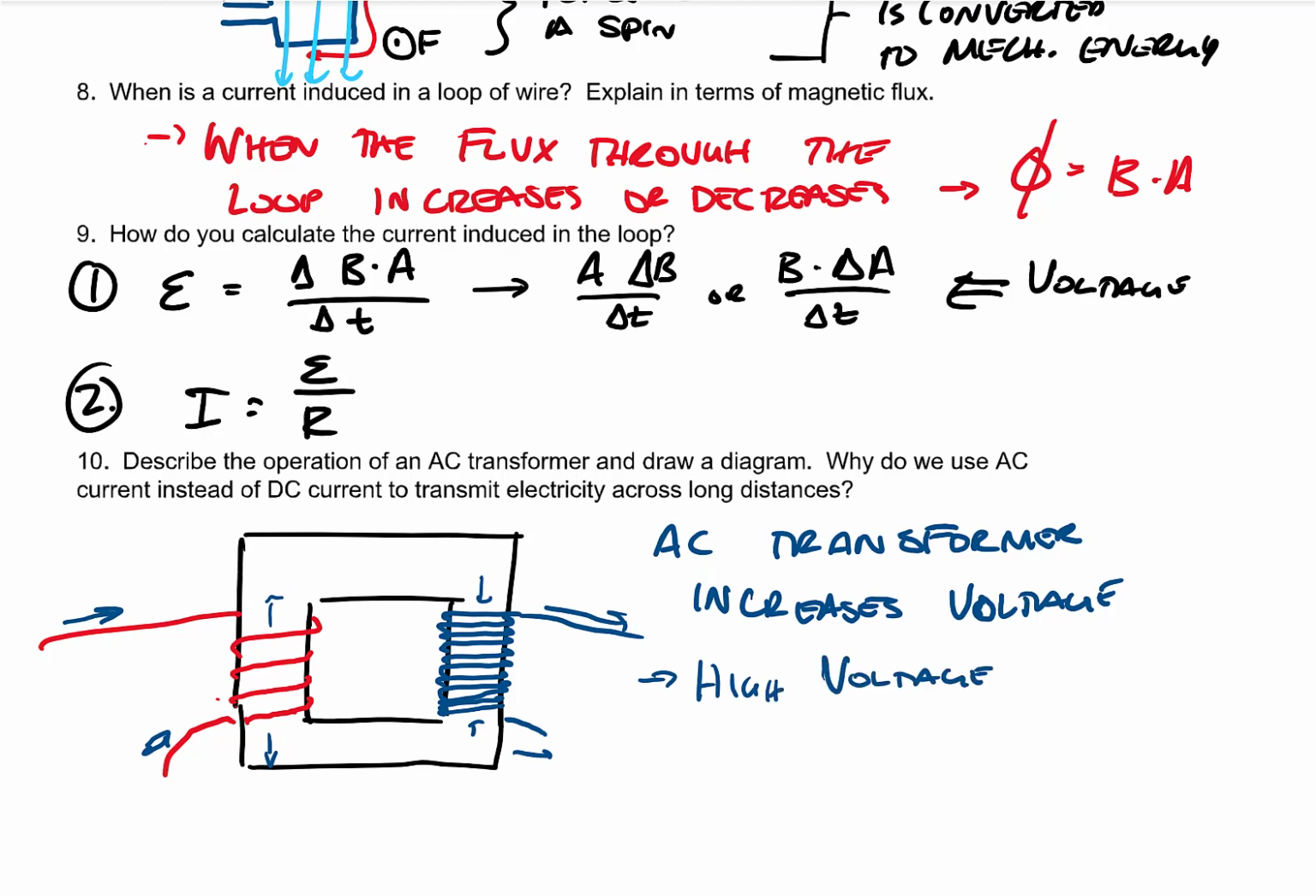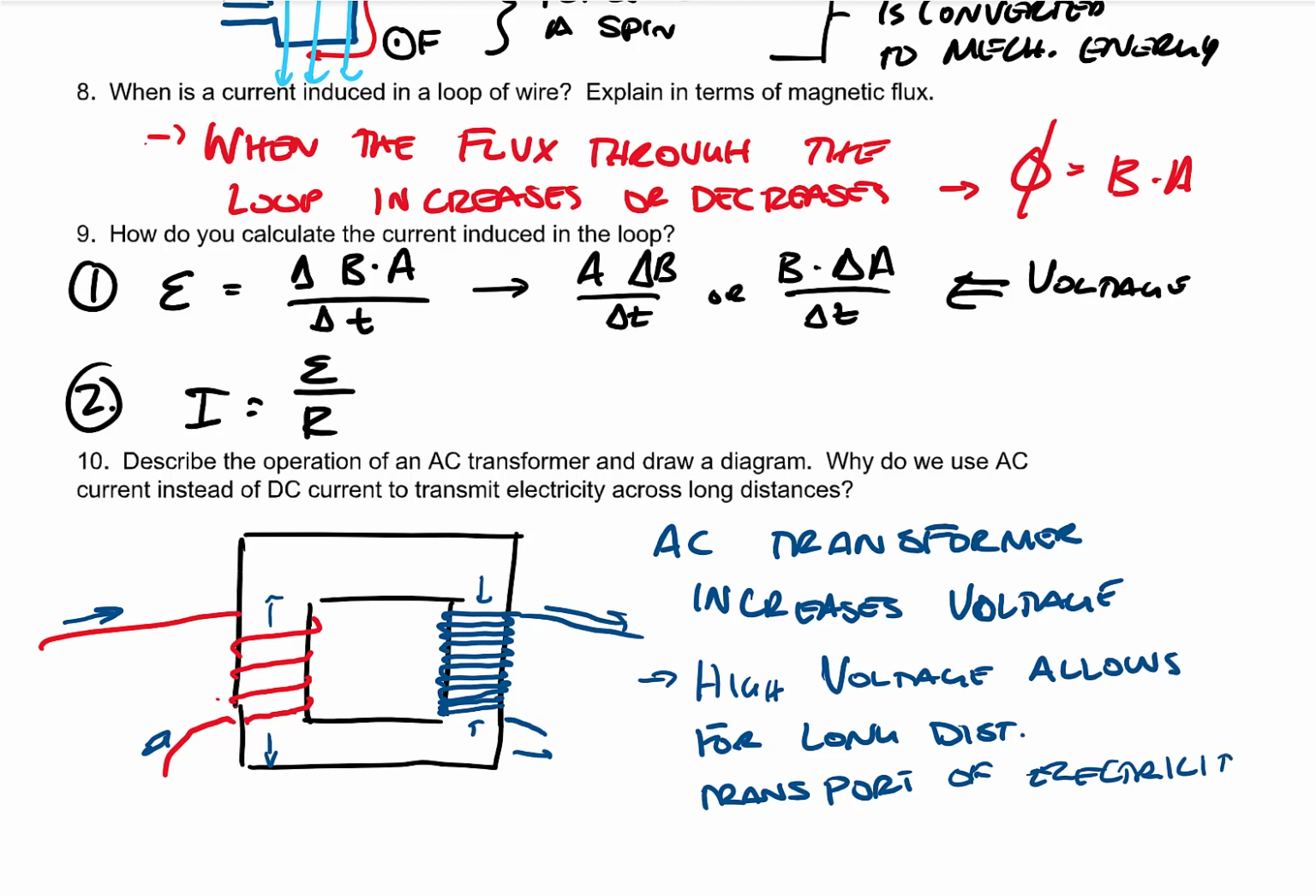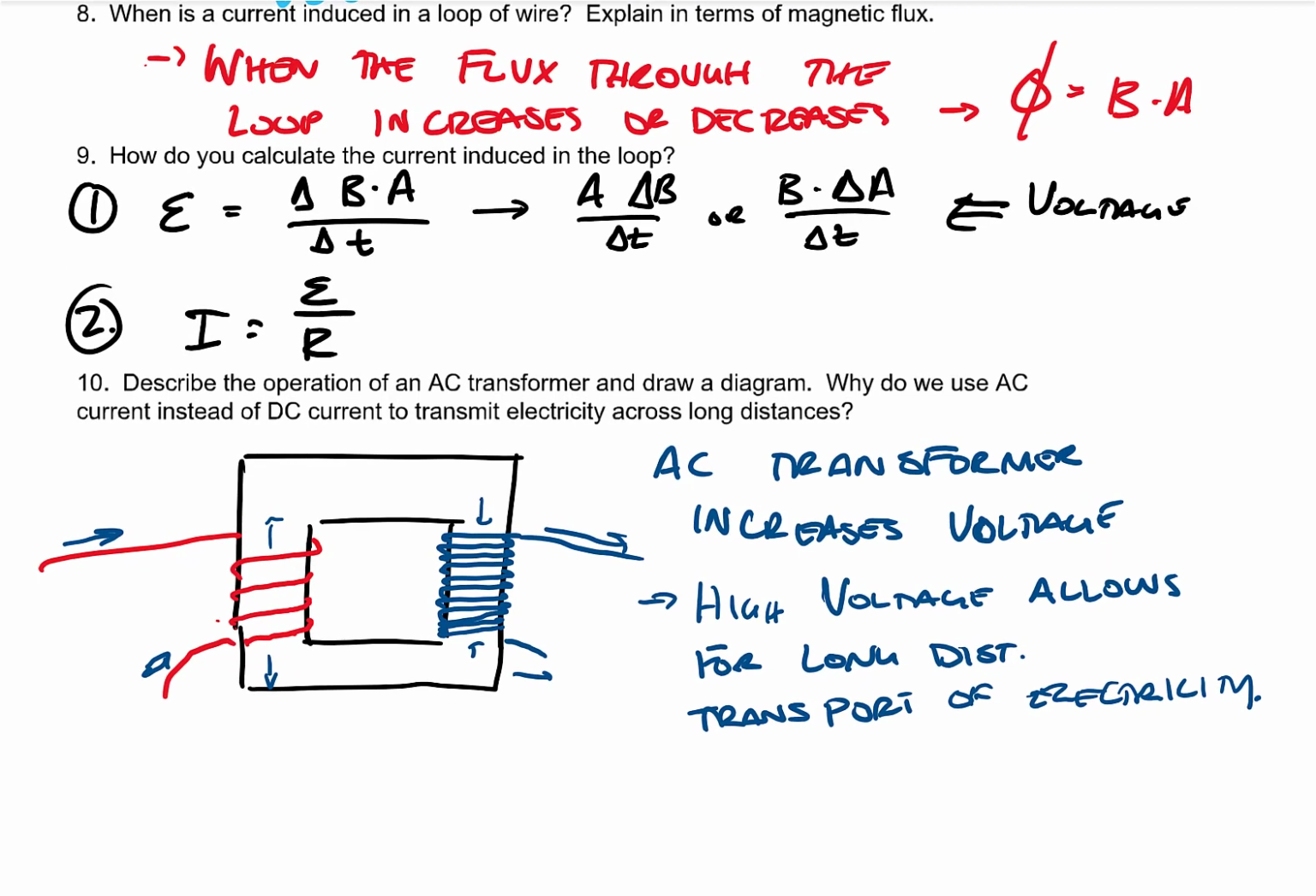High voltage allows for long distance transport of electricity. The reason high voltage allows for long distance transport of electricity is that high voltage, low current means lower power loss. We lose less when we have a high voltage. Those wires don't get as hot. And that's why we use AC. We can't transform DC current. We can't up the voltage in the same way. AC current we can. It's perfect for that.